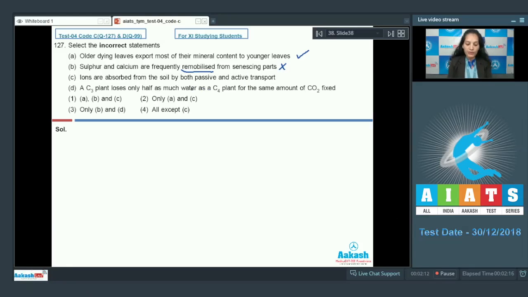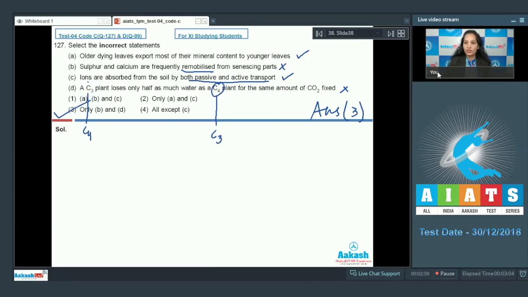C. Ions are absorbed from the soil by both passive and active transport. Yes, true. By both passive and active transport, the ions can be absorbed from the soil. D. A C3 plant loses only half as much water as a C4 plant for the same amount of CO2 fixed. This is again an incorrect statement. Why? Because it is the C4 plant which loses only half as much water as a C3 plant. That's why C4 plants are highly adapted for arid and dry regions. So two statements are wrong, B and D. So the correct option for the given question is option number 3.